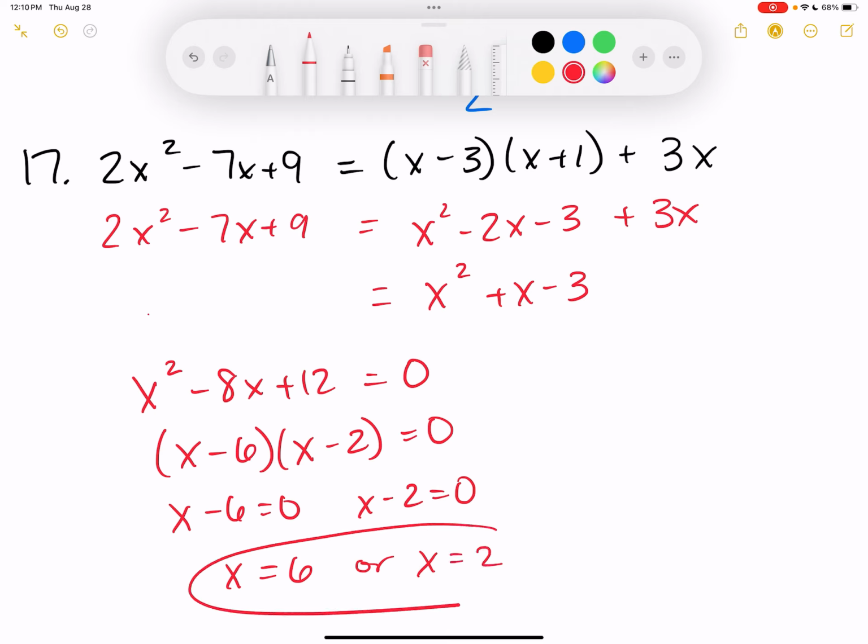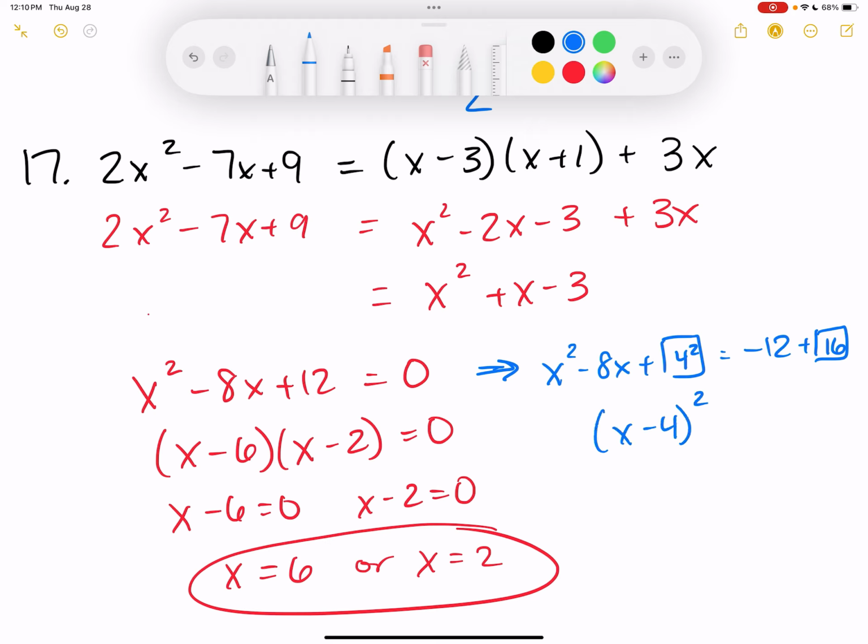What would your answer look like if it asked you to complete the square? So, good question. If I needed to complete the square, I would move the 12 back to the right. So I'd have x squared minus 8x plus a box is equal to negative 12 plus a box. Half of this term squared is 4 squared, I would leave it like that here. Over here, I'd write it as 16. So this is a perfect square trinomial now. This would be x minus 4 squared equals, over here it'd be positive 4.